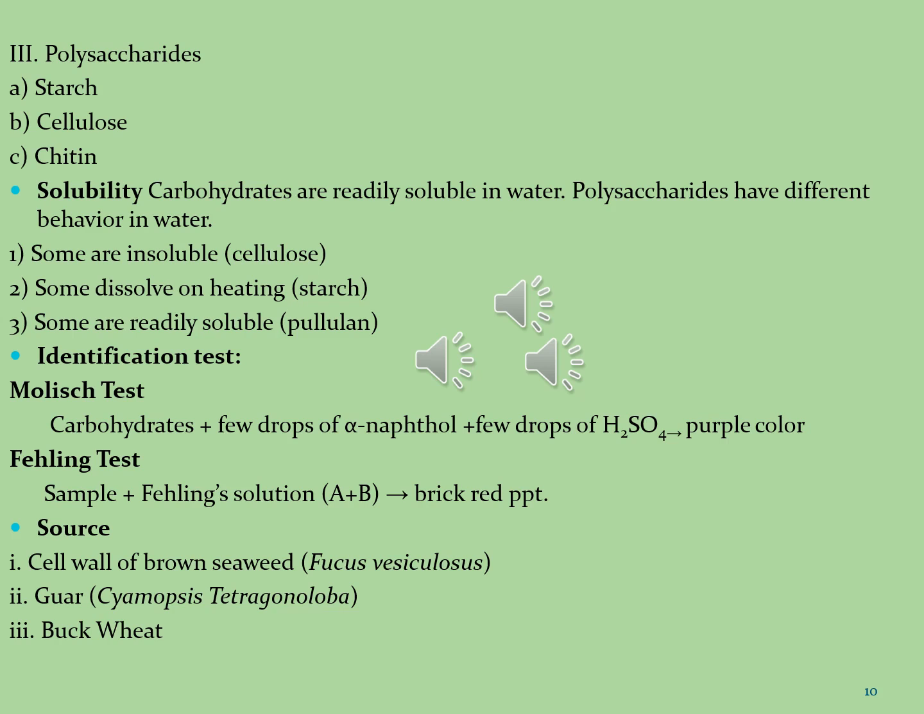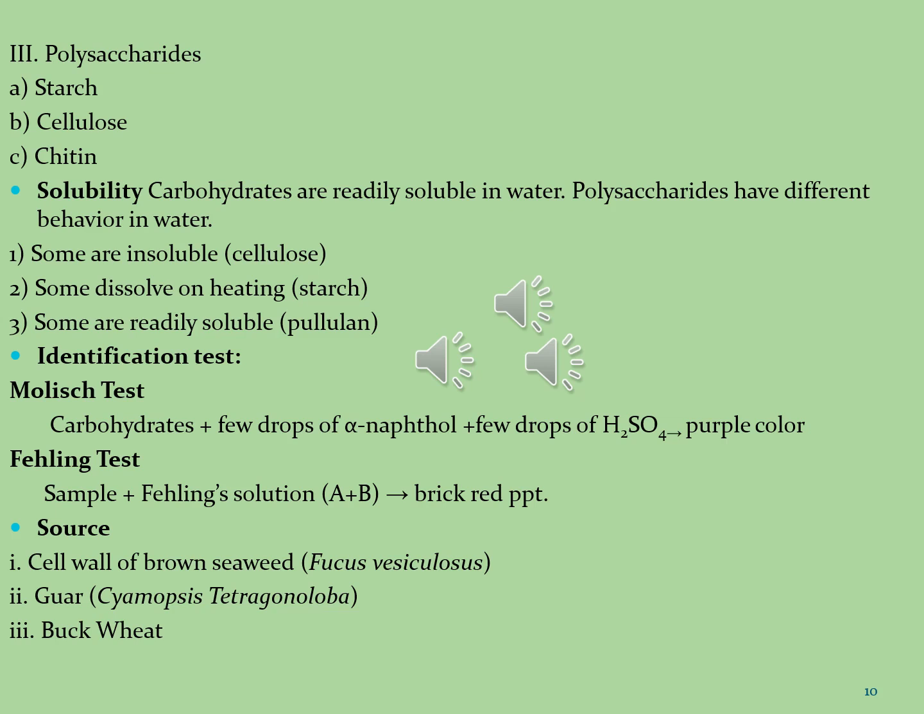The second test is the Fehling test, which is also very common. In this test, we take a sample of carbohydrates and add Fehling solutions A and B, which converts these solutions to brick red precipitates, which indicates the presence of carbohydrates.